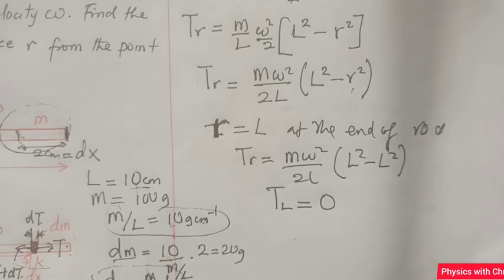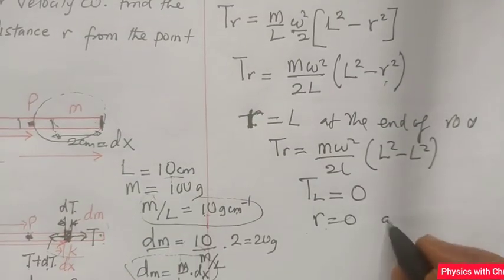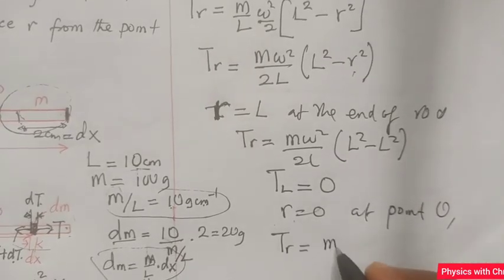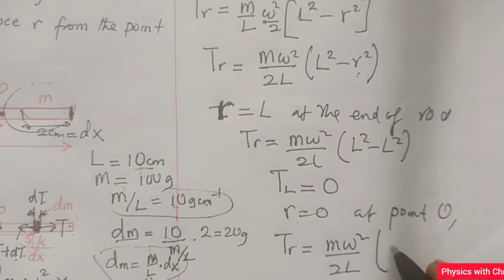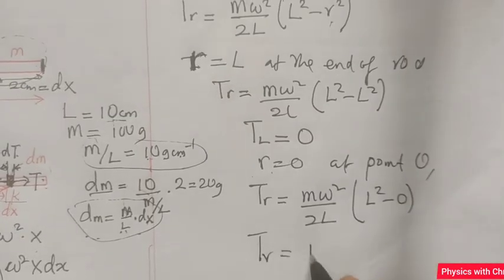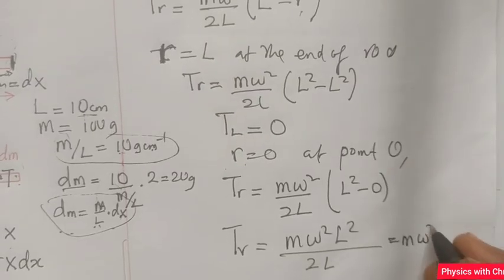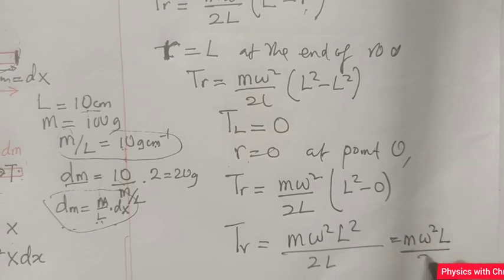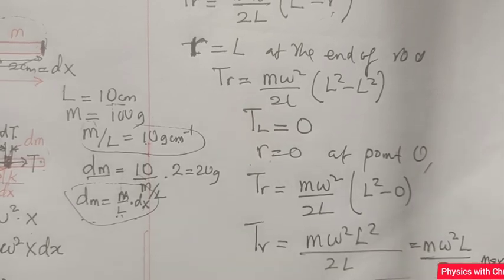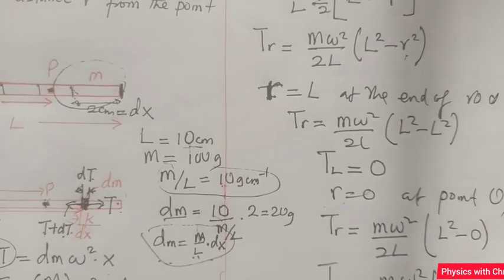So the tension is maximum at point O. That is when R is equal to 0, at the axis of rotation. So I have T_R equal to m omega squared over 2L into L squared minus 0, because R is equal to 0. So the tension there gives me m omega squared L squared over 2L. I can divide this by this. That gives me m omega squared L over 2. So that gives the tension, which is maximum at the point of rotation, that is through the axis of rotation. So this is how to determine the tension at a particular point on the strip.